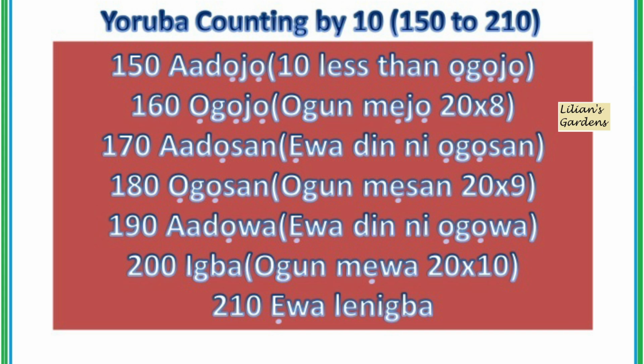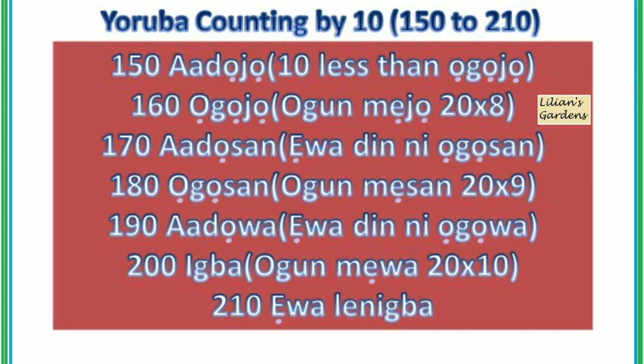So when you see àádọ́, it means ẹ̀wá dín, 10 less than. Àádọ́jọ, 10 less than ọgọ́jọ. 160 ọgọ́jọ. That means ogún mẹ́jọ. 170 àádọ́sán. That means ẹ̀wá dín ní ọgọ́sán. 180 is ọgọ́sán. That is 20 times 9. 190 àádọ́wá, ẹ̀wá dín ní ọgọ́wá.